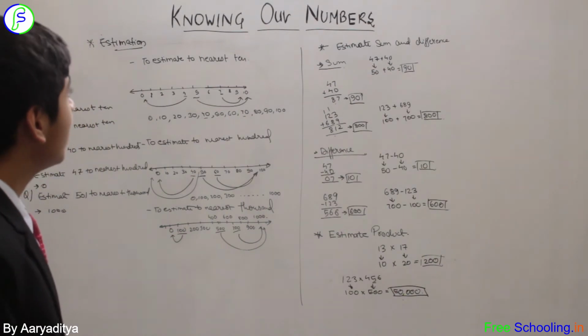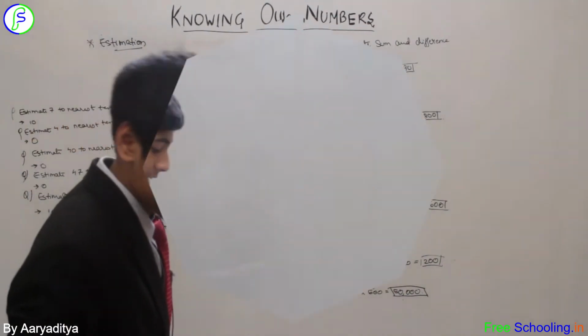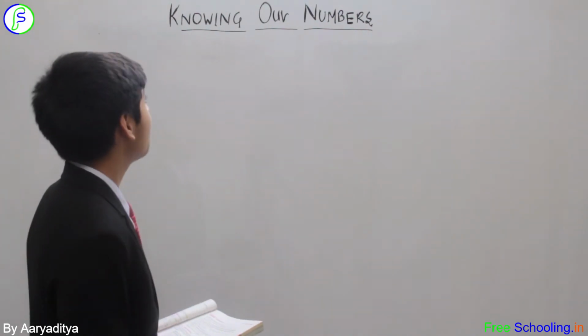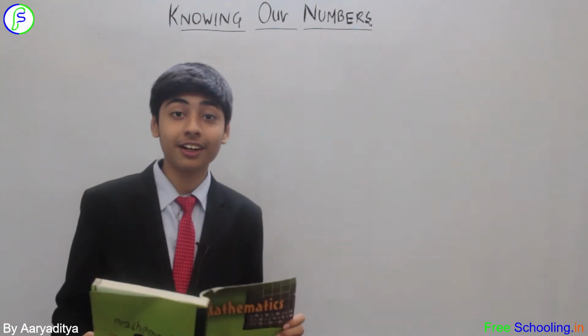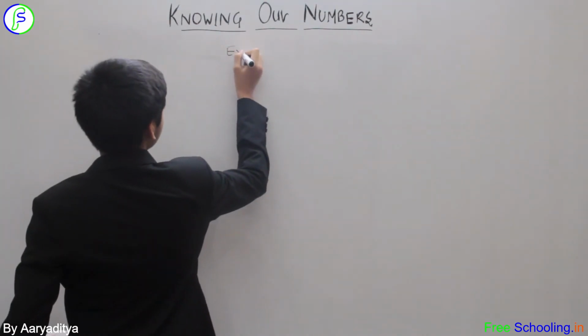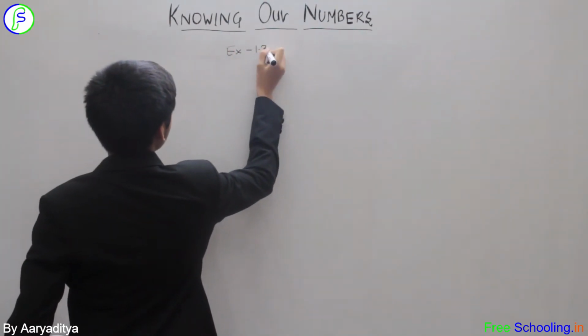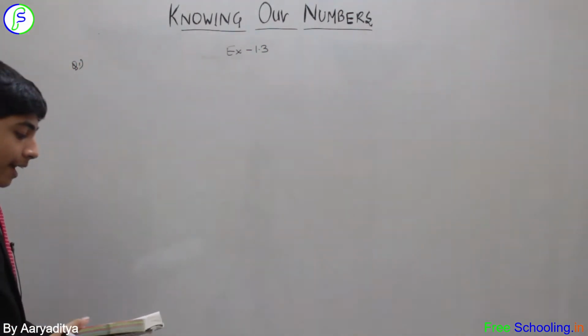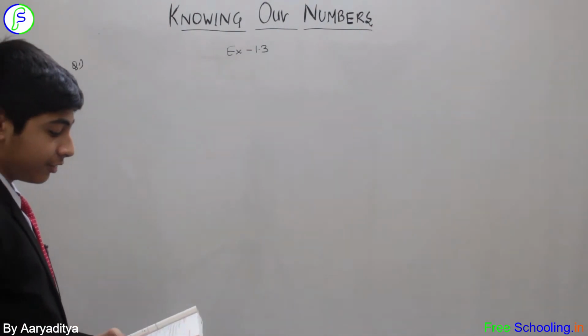Okay, so now let's proceed to the exercise. So now let's get started with exercise 1.3 of Knowing Our Numbers, class 6 mathematics from NCERT book. Okay, so let's get started. Let me mention exercise 1.3. Question number 1. Estimate each of the following using general rules.